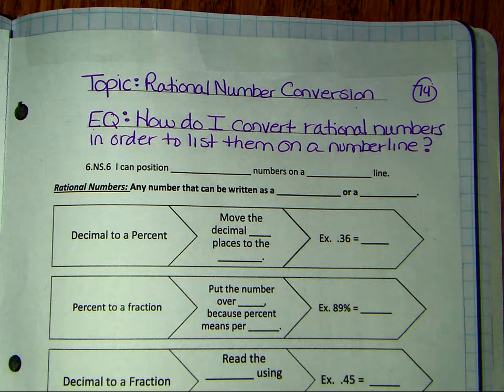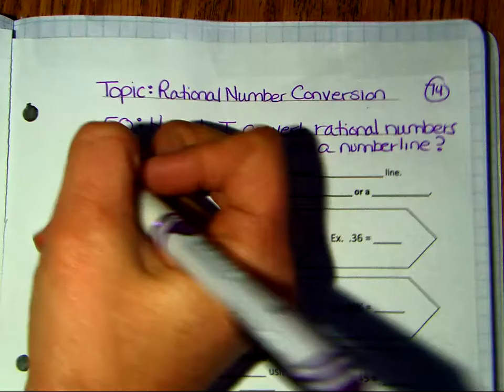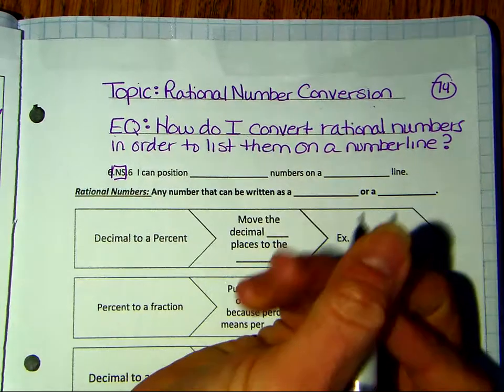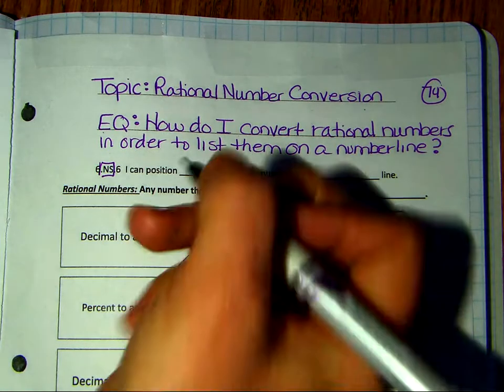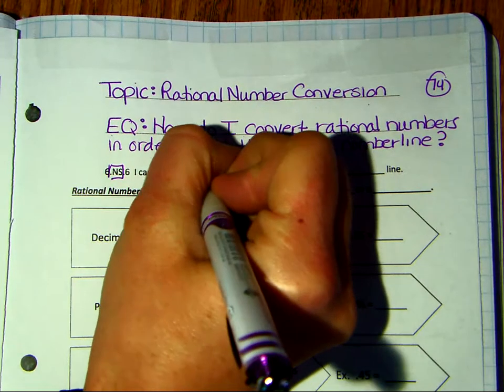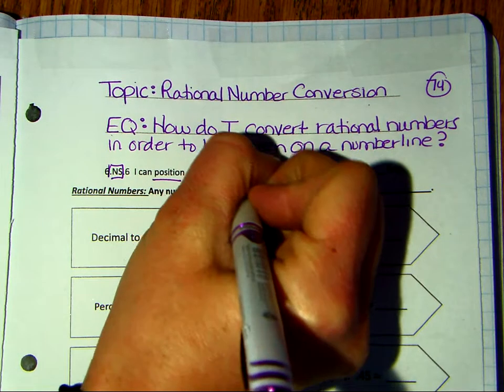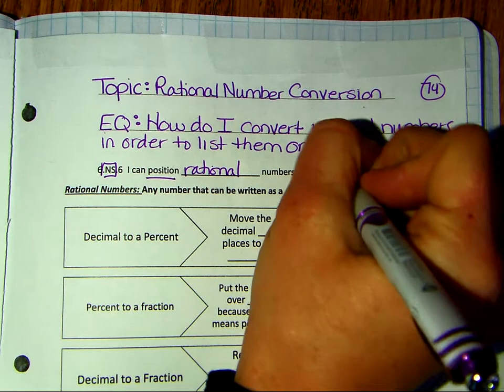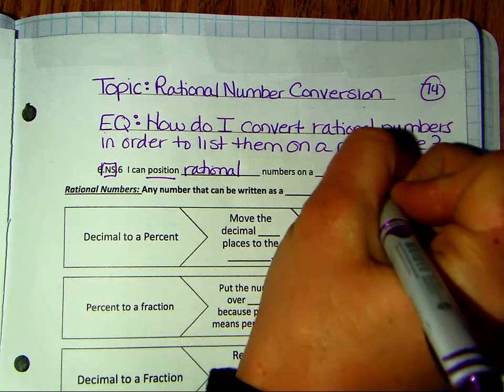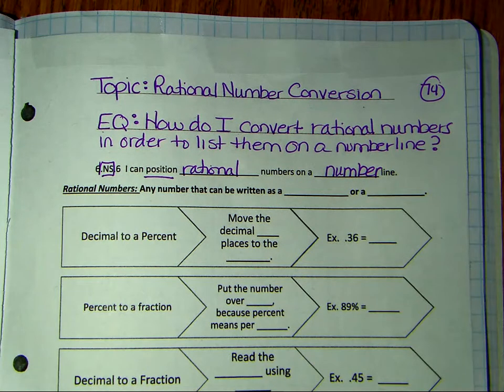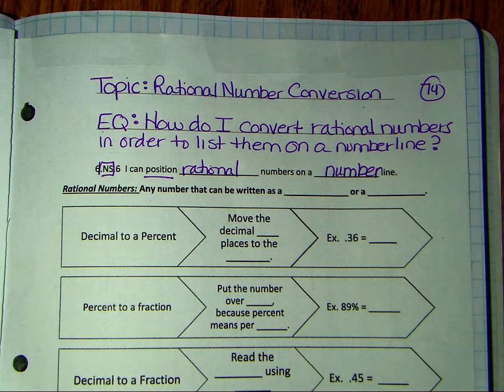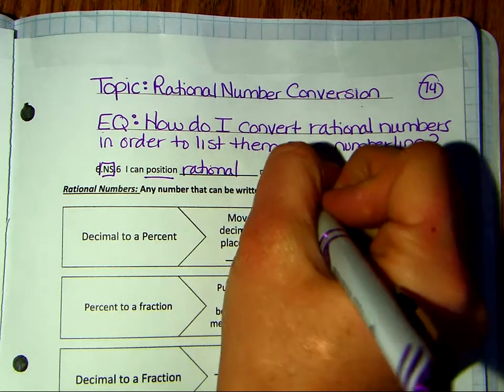So our standard that we're doing is 6, number system 6. And by the end of this lesson, you should be able to position rational numbers on a number line. Don't forget, the rational numbers are any number that could be written as a decimal or fraction.